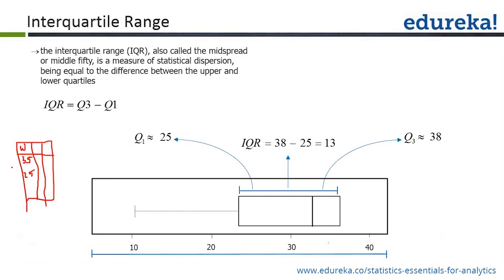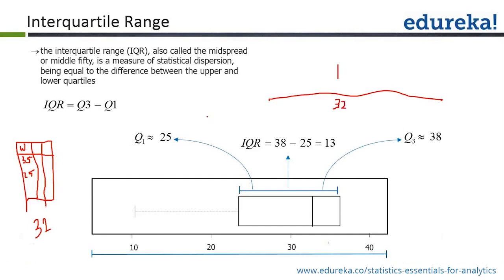For the sake of simplicity, let us assume the median of this value is something like 32. Then you draw a line. This is, say, 32. I'm explaining the steps here. The first part is drawing the median line.